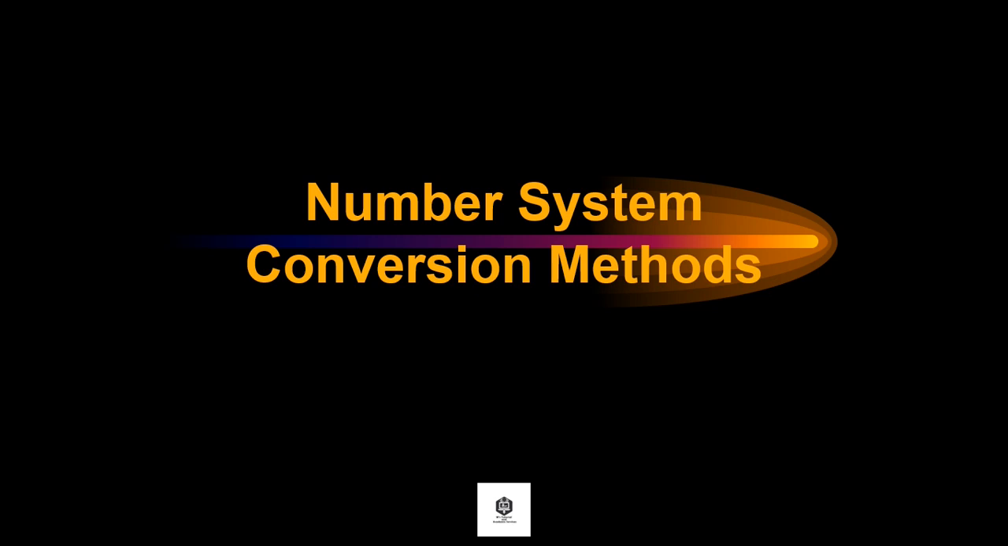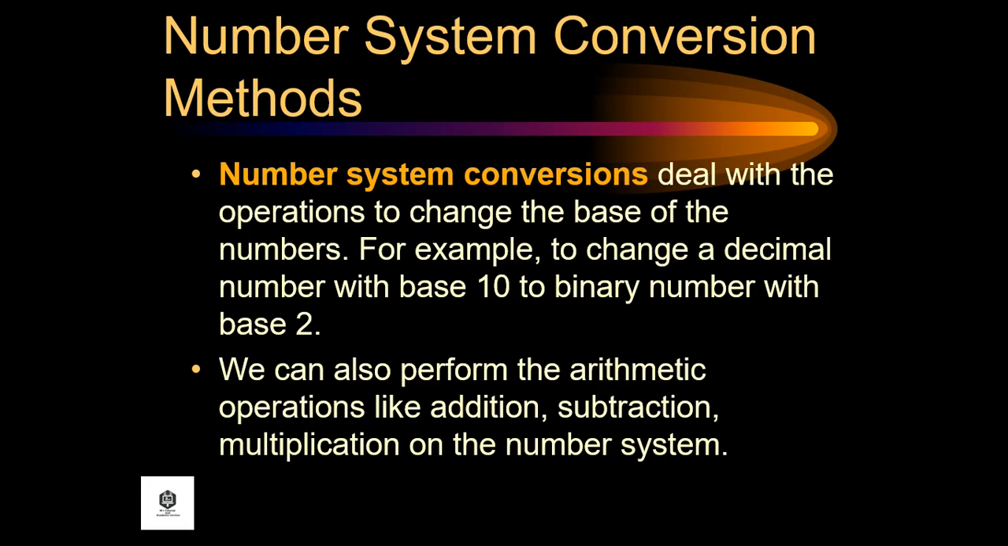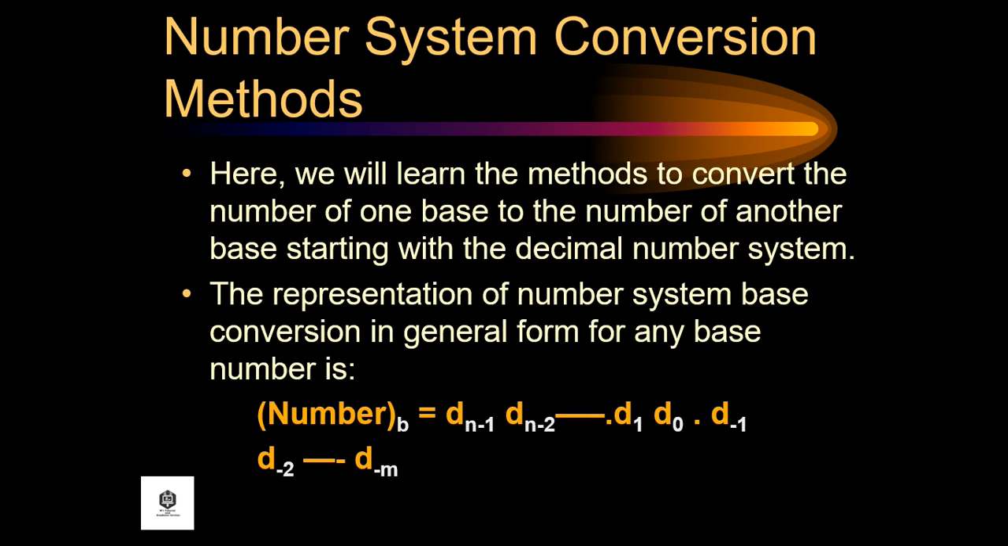So what are the number system conversion methods? Number system conversions deal with the operations to change the base of numbers. For example, to change a decimal number with base 10 to a binary number with base 2. We can also perform arithmetic operations like addition, subtraction, and multiplication on the number system. Here, we will learn the methods to convert a number of one base to a number of another base, starting with the decimal number system.